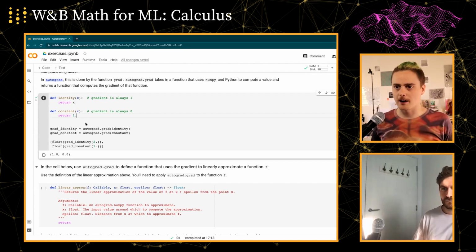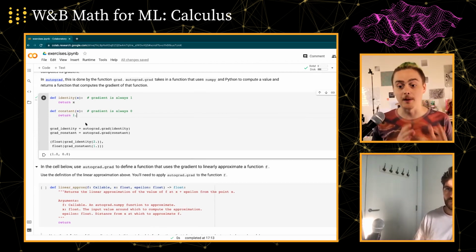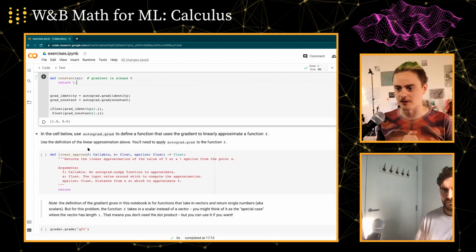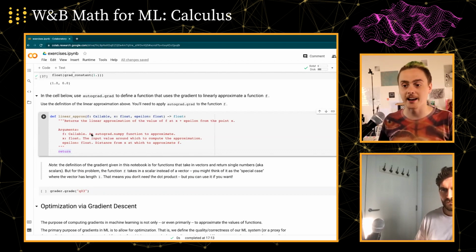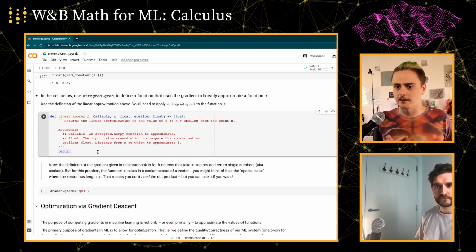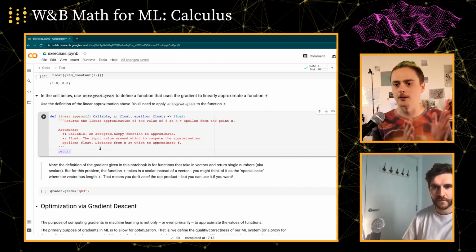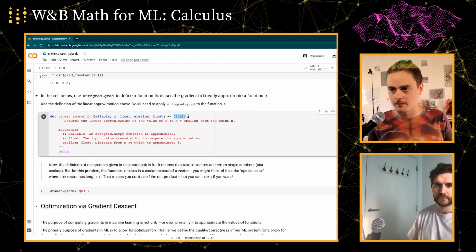Okay. Now that we've talked a little bit about autograd, let's make use of it and use it to write this linear approximation function. This returns the linear approximation of the value f at x plus epsilon from the point x. Looking at this, you'll see there's a type signature, which is helpful. It's taking in a function, a callable, and then 2 floating point numbers and giving you back a floating point number. Okay.